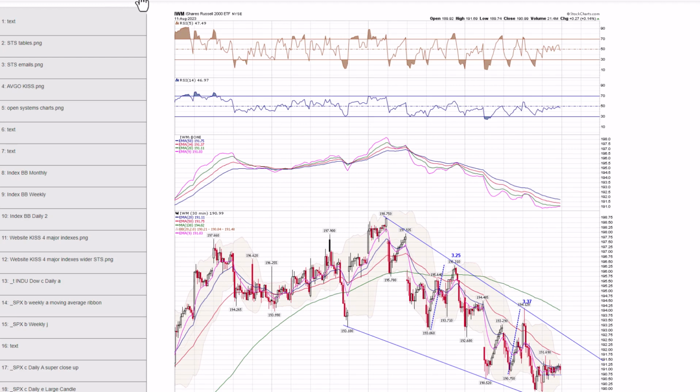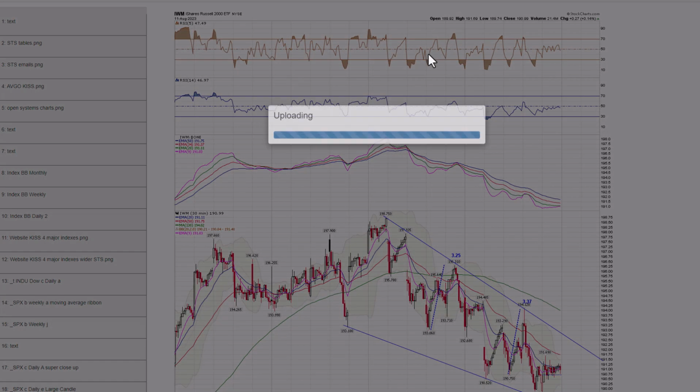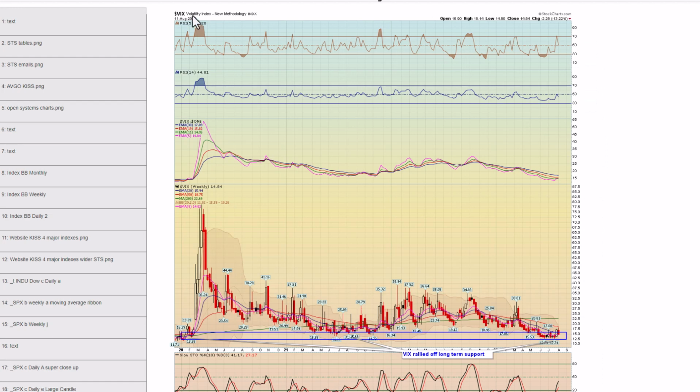Now let's go ahead and move on. Look at some of our custom indicators. Chart 44, here's the VIX. This is the weekly chart of the VIX, down 13% last week. As you know, a couple weeks ago, the VIX did bounce off of this big demand zone.